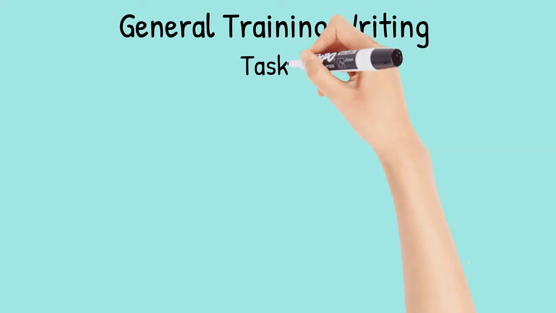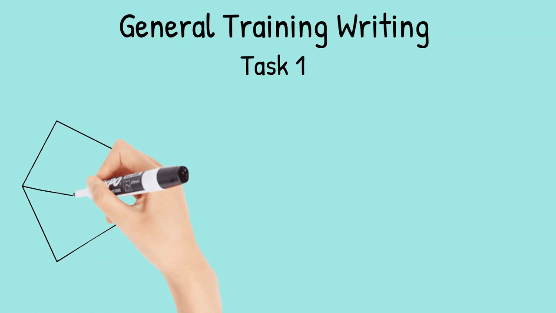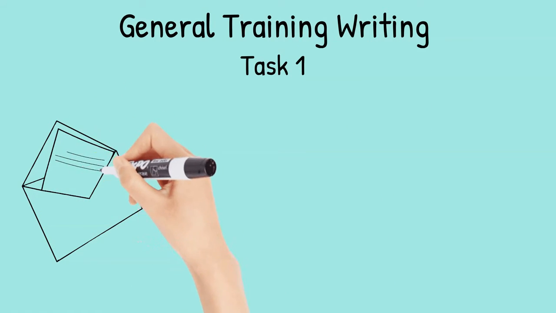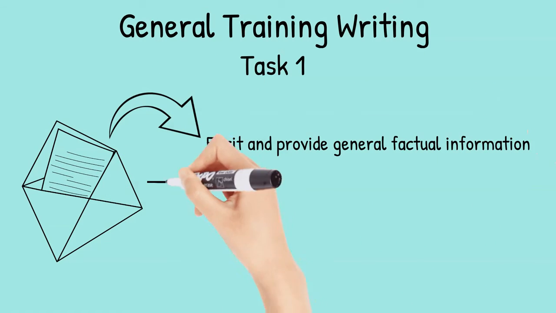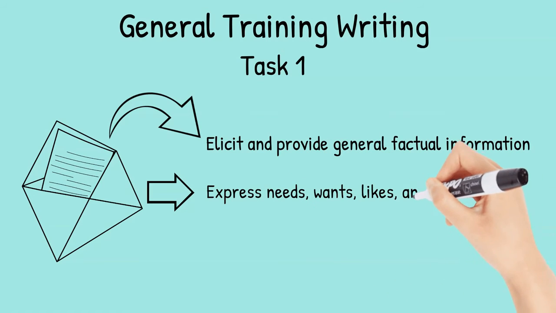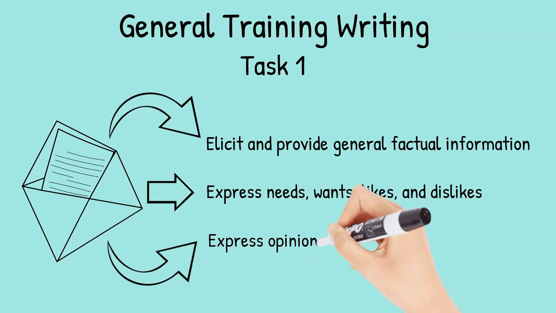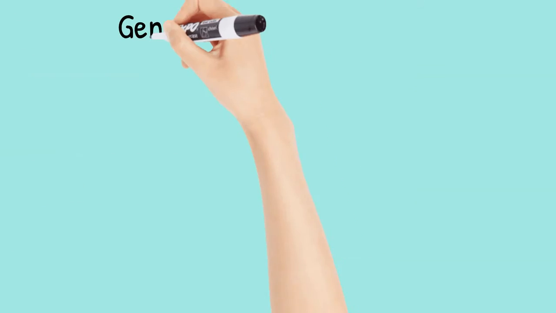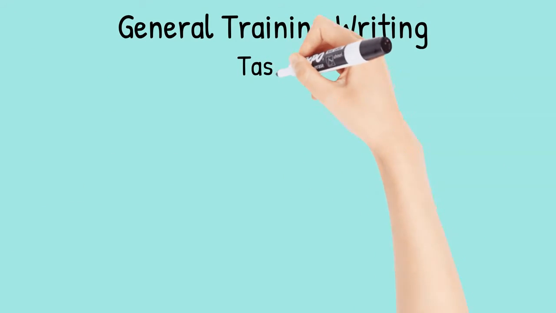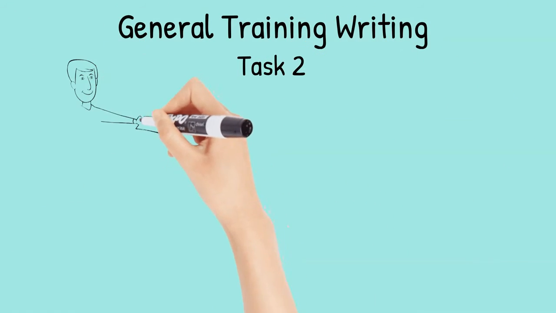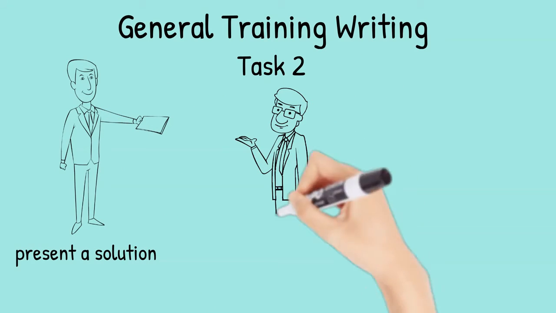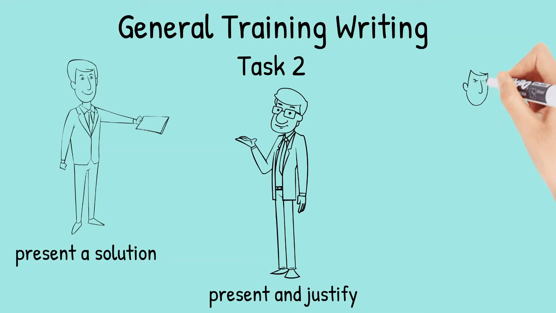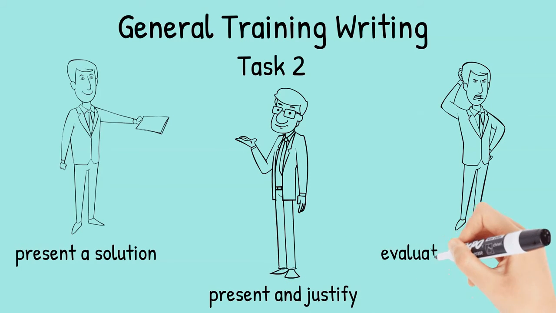In general training for task 1, your letter will assess your ability to engage in personal correspondence and be assessed in relation to one or more of these skills: elicit and provide general factual information, express needs, wants, likes and dislikes, express opinions, views or complaints. For task 2, your essay will be assessed in relation to one or more of the following: outline a problem and present a solution, present and justify an opinion, evaluate and challenge ideas, evidence, or an argument.